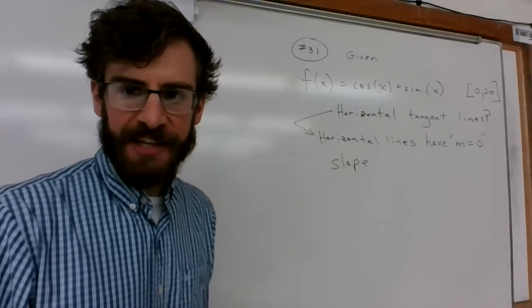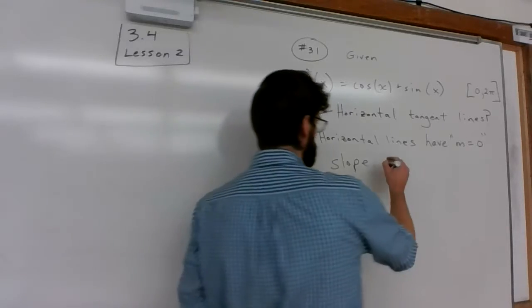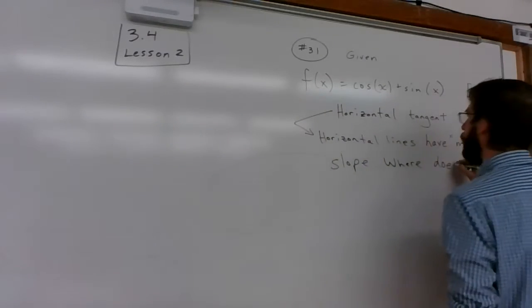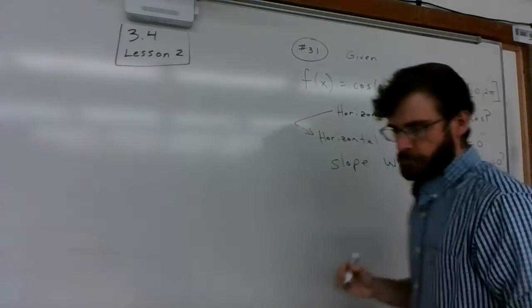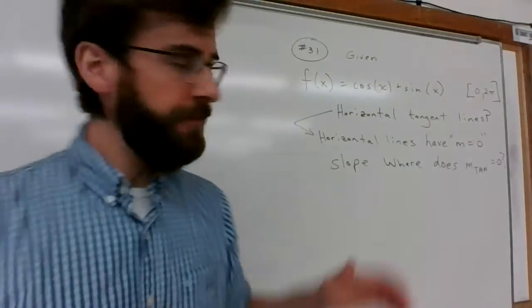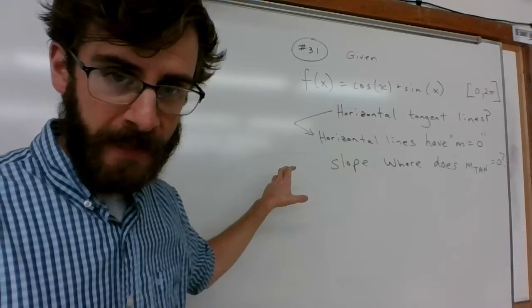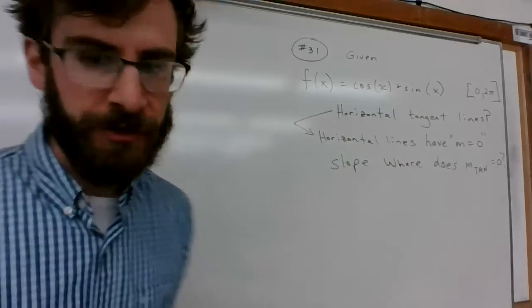So they're essentially asking us to say, hey, where does m tan equal 0? Where does the slope of my tangent line equal 0? So we've got to take the derivative of this function, set it equal to 0, and then find our solutions that exist between 0 and 2 pi, including both of those bounds.